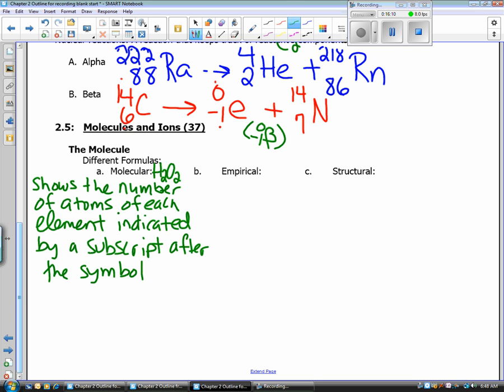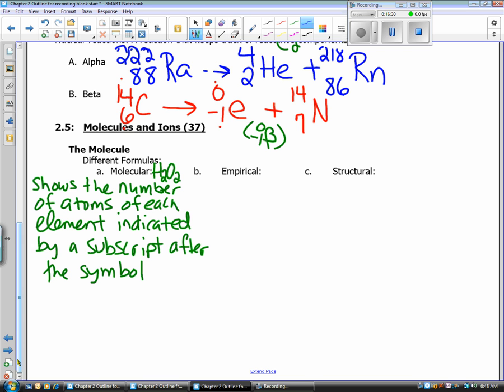Now remember, this part actually is on the top of the next page for you because you needed more room to write. As you can see, there's no way this would have fit on your paper. So on the top of the next page are the different formulas for a molecule, because that's what section 5 is all about, molecules and ions. Because we just dealt with isotopes, now we're looking at ones that don't have different numbers of neutrons.